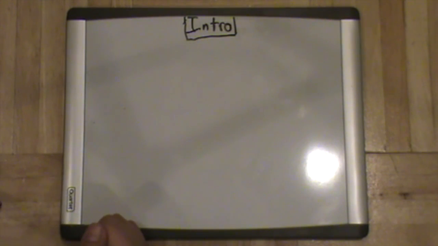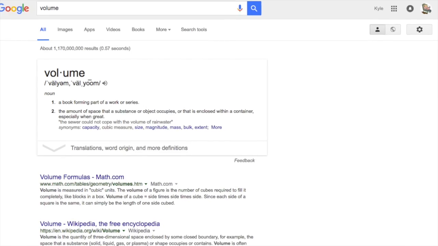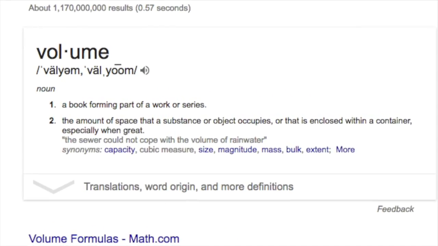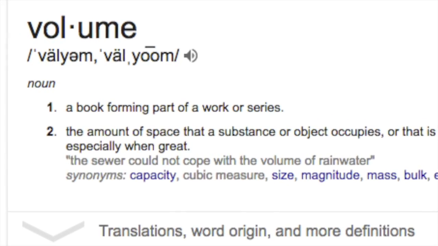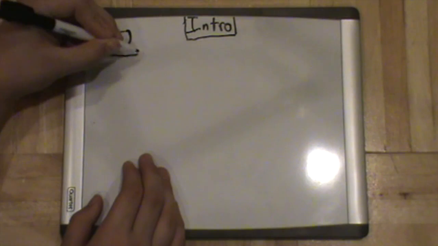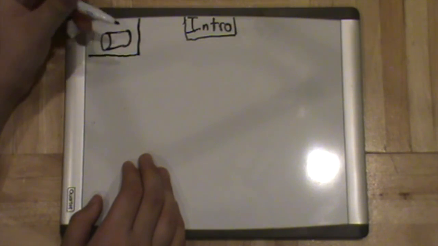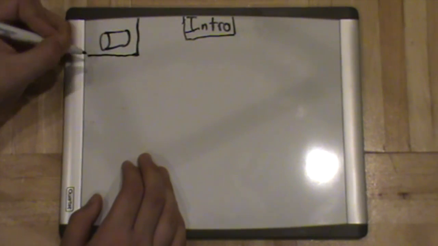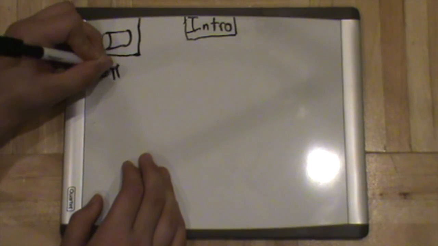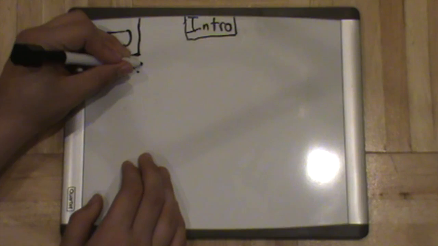So we need to get familiar with the concept. So what is a volume? Well, Google says it's the amount of space that a substance or object occupies. And also, if you didn't know what a cylinder looks like, this is how it looks like. So now that we know what a volume is, we can find out the whole formula for the volume. So it's V, or volume, equals pi r squared times height.